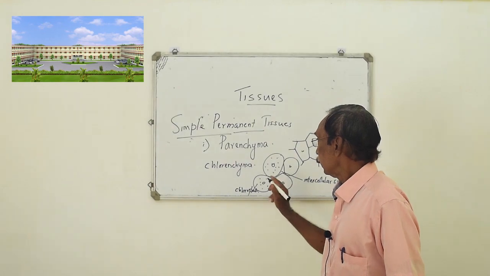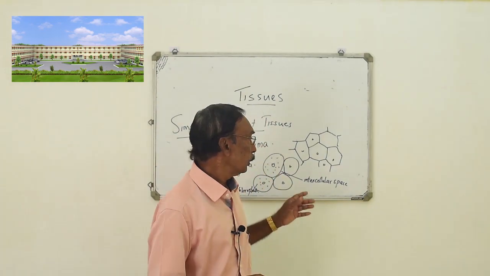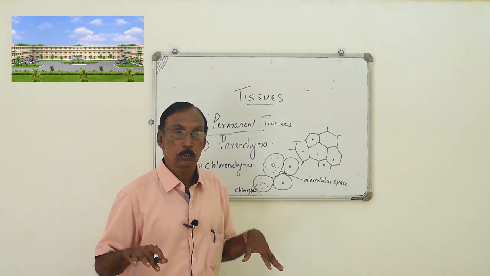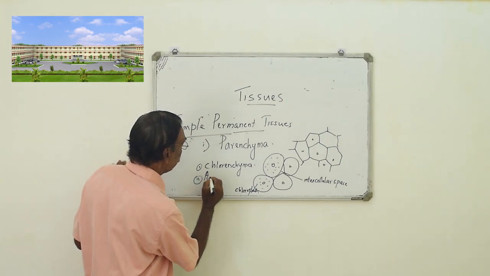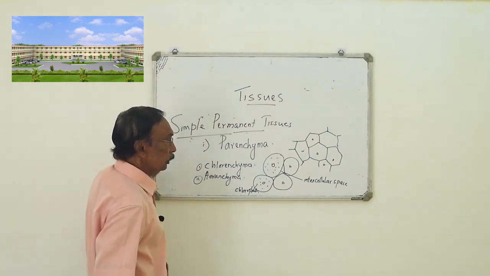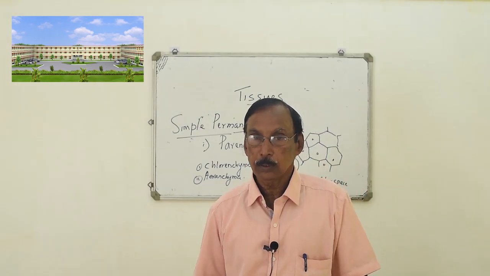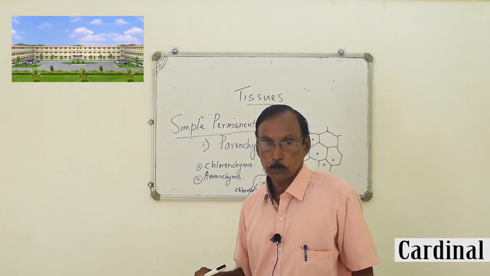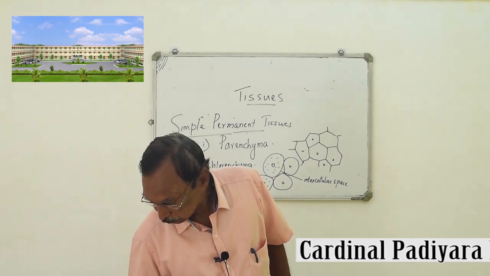Then the second type of parenchyma tissue: sometimes you can see a lot of air space between the cells, to make the plant float, and this kind of parenchyma is called aerenchyma. Chlorenchyma and aerenchyma, these are two types of parenchyma. One is having chloroplast, another one is having big air spaces between the cells. Then it is called aerenchyma.